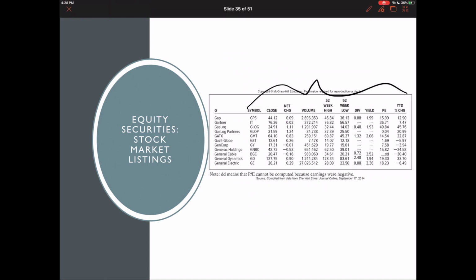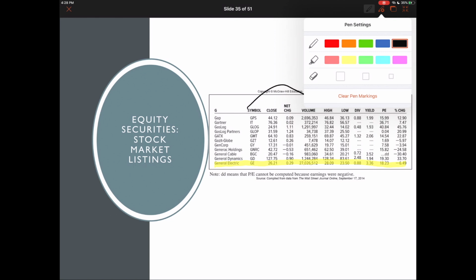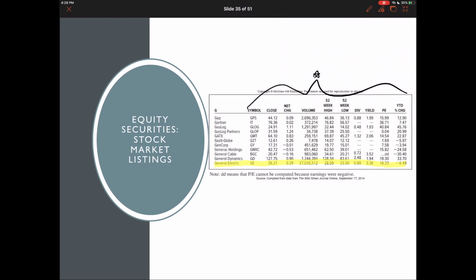What we're going to focus on here is GE. We're going to take a look at GE, and I'm not able to put this chart on the next slide, but we'll go through each of these items: symbol, close, net change, volume, what that all means, and then apply it to the General Electric listing. You'll be referencing back to this chart on the following slide.